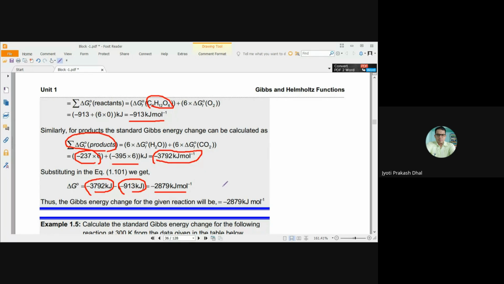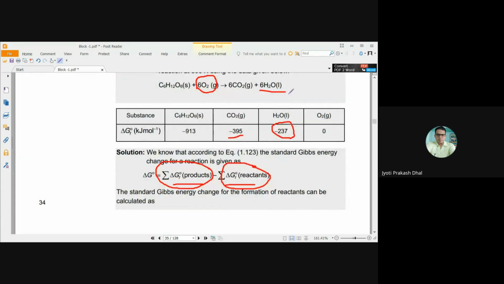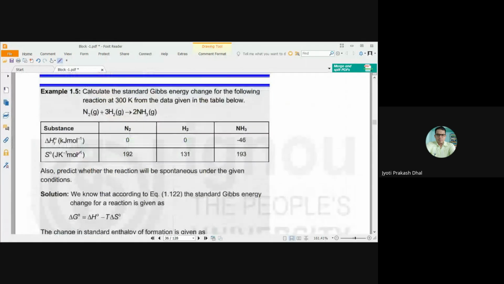This is a 4-mark question from the last semester. But in the question, this equation was not there; the equation was changed. The equation was N2O gas plus 3 hydrogen gas giving N2H4 gas plus water liquid. The table values of del G F naught were given, so you just have to calculate using this equation.